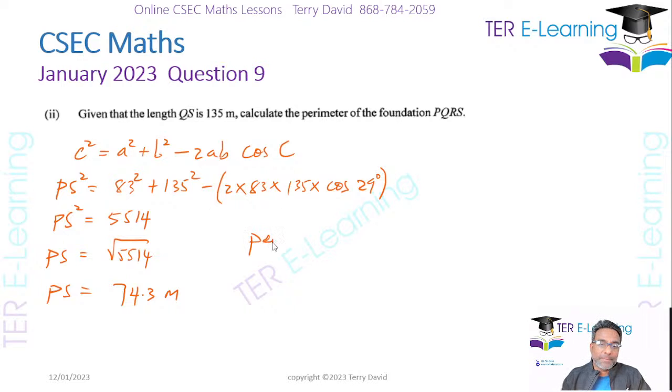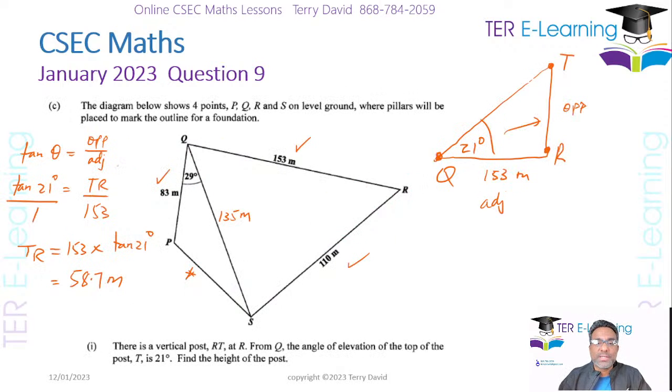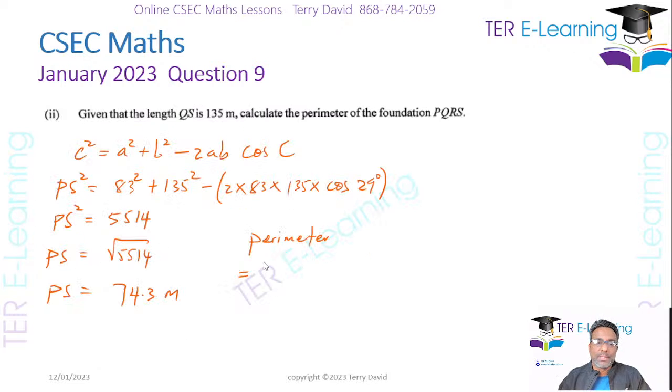So the perimeter is simply going to be equal to, all we're going to do is add up all the dimensions. So 83, 153, and 110. 83 plus 153 plus 110 plus 74.3. And when I add this up, I'm going to get my perimeter. You're going to get about 420.3.